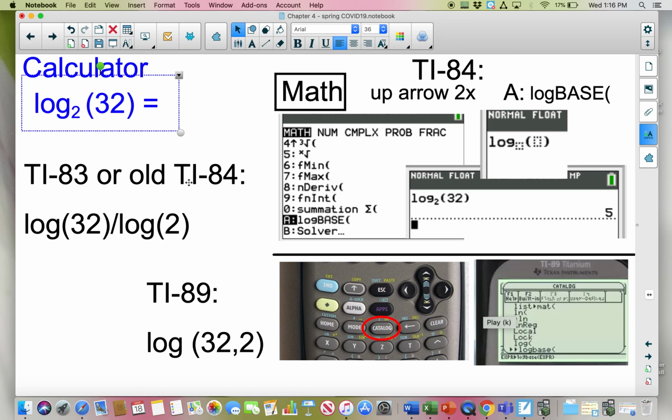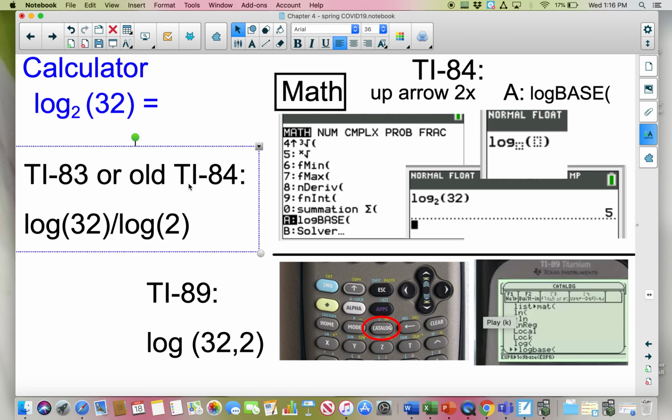If you have an older 84 or a TI-83, you don't have the log base button. You can run an update on your calculator if you want to get that, but being we're not face-to-face learning right now, we can't really help you with that. So the easy fix is you just take log of your big number, so log of 32, and you divide it by log of your base, which is log of 2.